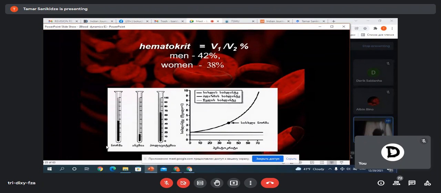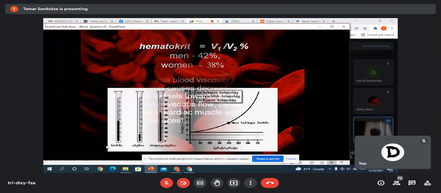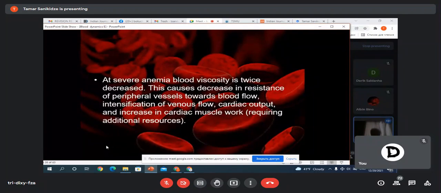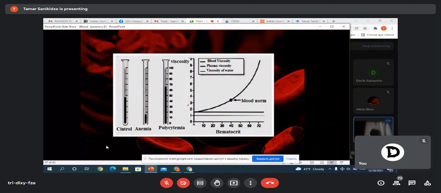The increase or decrease of the hematocrit has a very important impact on the blood viscosity. For example, when the patient has a severe anemia, blood viscosity will be importantly decreased, maybe twice. This causes a decrease in the resistance of the peripheral vessels towards the blood flow, intensification of the venous flow, disorder in the cardiac output, and, like in increased temperature, a disorder of the rhythm of the heart.